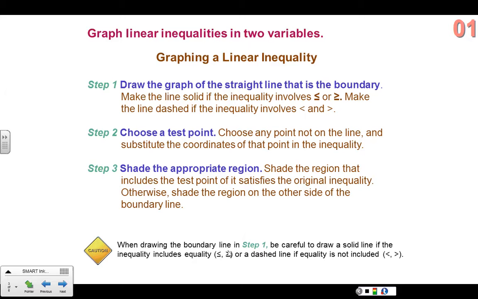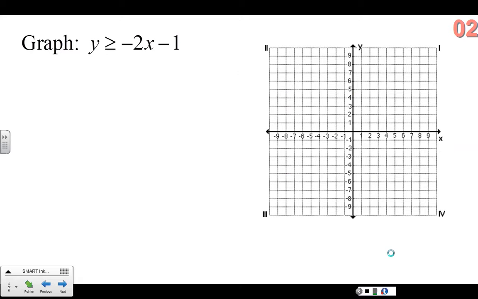When drawing the boundary line in step 1, be careful to draw a solid line if the inequality includes less than or equal to or greater than or equal to, and a dashed line if it's just less than or greater than. So let's graph this inequality, and since it's equal to, y is greater than or equal to negative 2x minus 1, I'm going to draw a completely solid line here.